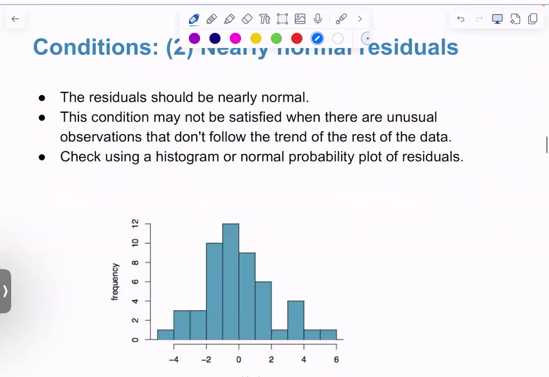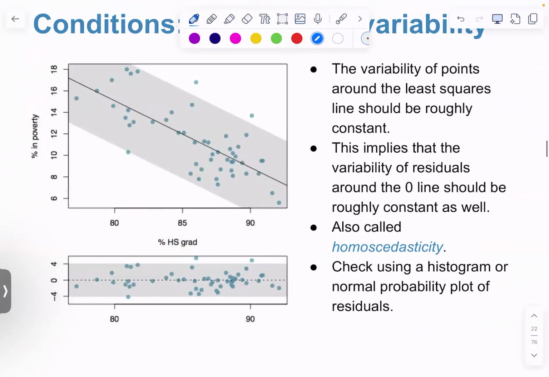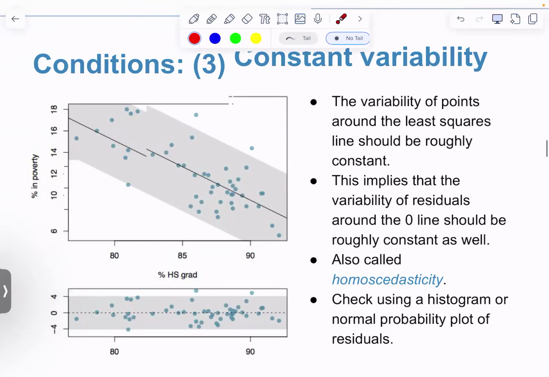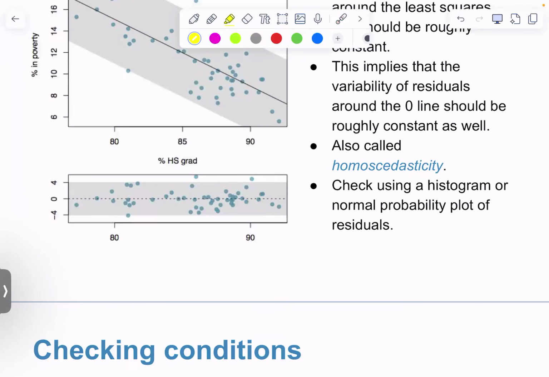Nearly normal residuals, we already said, you can do a histogram of the residuals. So that's pretty self-explanatory. But the constant variability, the variability of the points has to be roughly constant. And so it's also called, kind of fun, homoscedasticity. Homo meaning the same, scedasticity meaning variability.